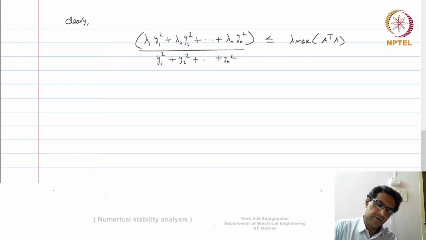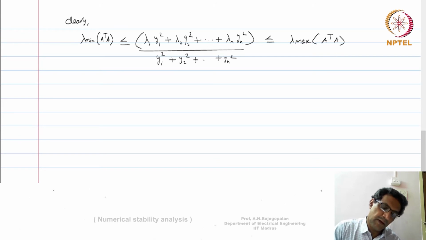This ratio in fact should also be greater than or equal to lambda min of A transpose A. It's obvious: if you pull lambda max out, the rest are all less than lambda max, and therefore this should be less than or equal to lambda max of A transpose A. Similarly, if you pull lambda min out, the rest are all greater than lambda min, therefore this ratio should be greater than or equal to lambda min of A transpose A.